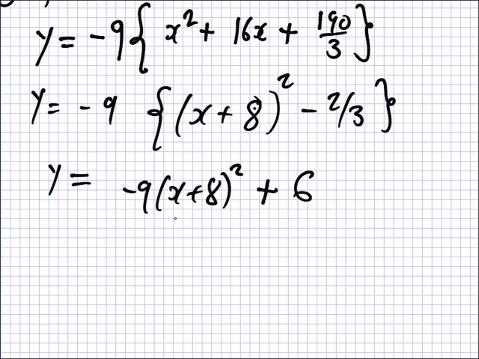Now, what's nice about this form is I can see what the vertex is. What you do to get the vertex is you look at this piece and you look at this piece. What value of x will make this piece 0? Minus 8. And when it is 0, what are we left with here? 6. That's how you get the vertex.